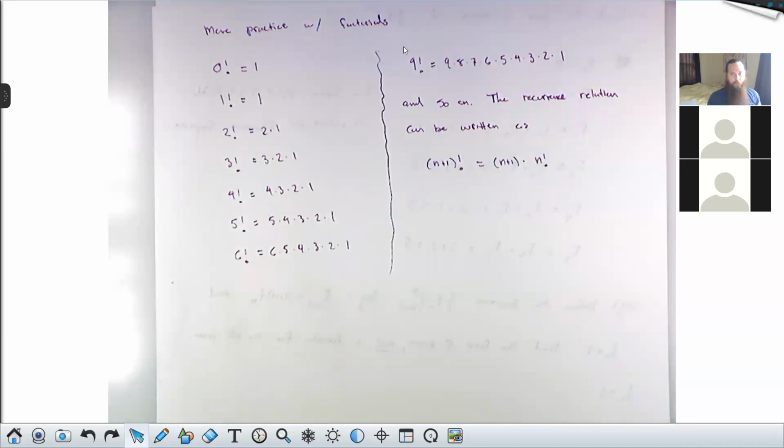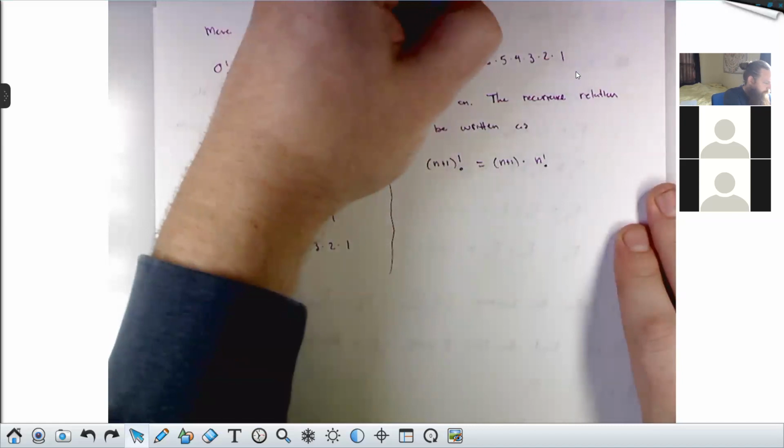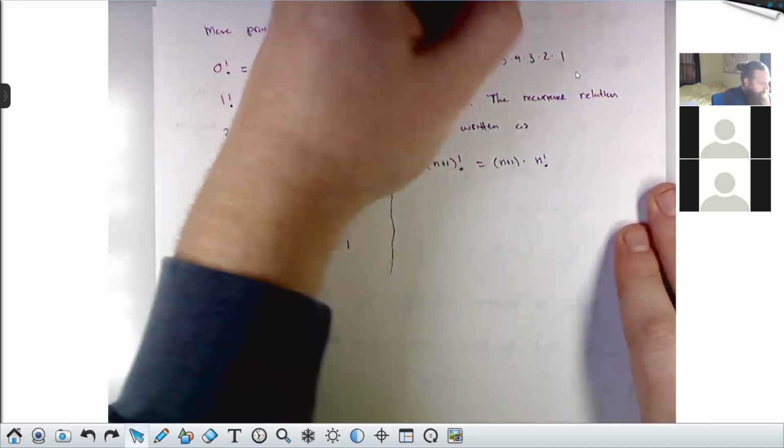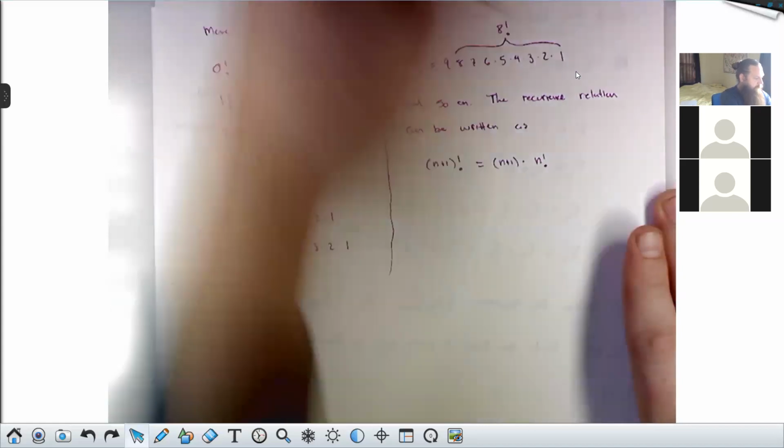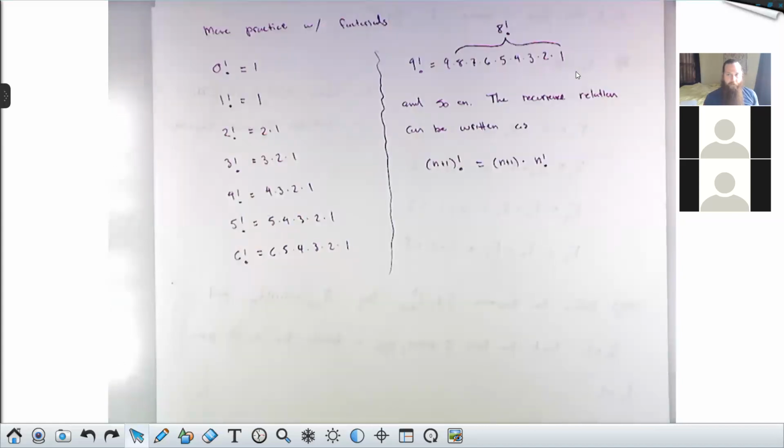Right, so 9 factorial is 9 times all of this, which is 8 factorial. 25 factorial would be 25 times 24 factorial, which is 24 times 23 times 22, and so on, all the way down to 1. Okay, so in general, we can write the factorial recurrence relation like this, and sometimes this is a useful tool. Fun things to play with.